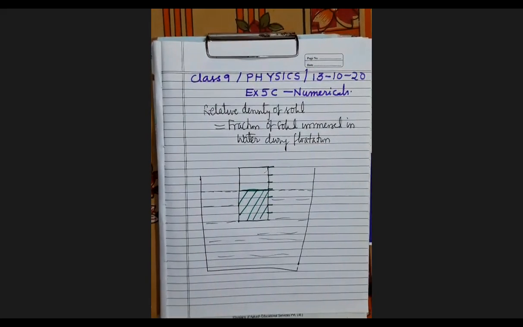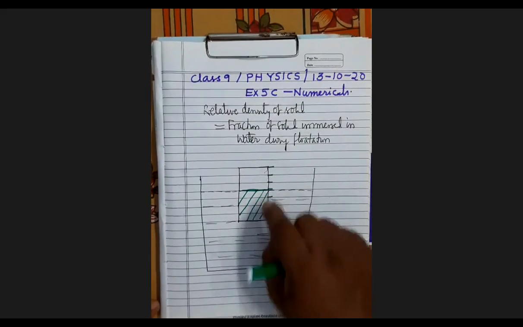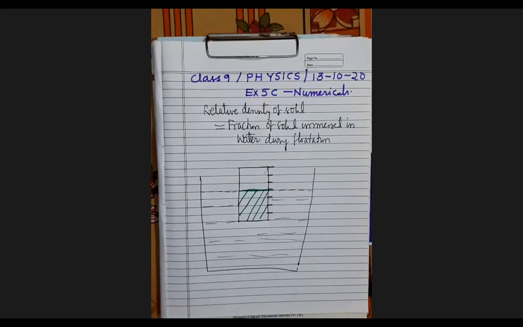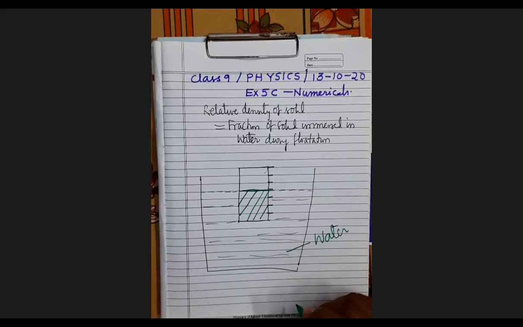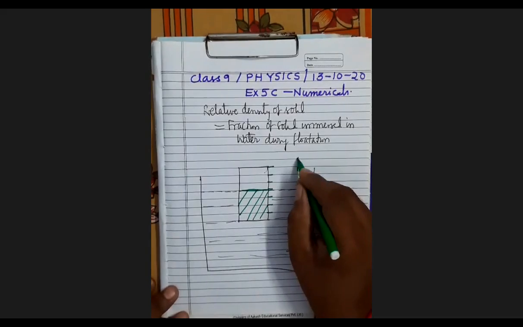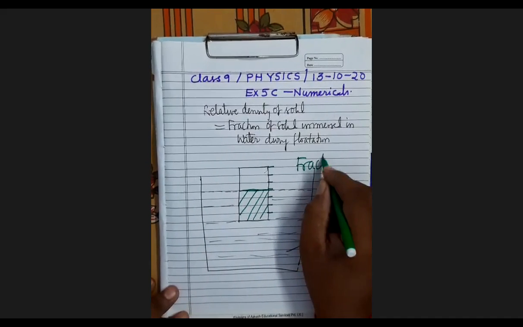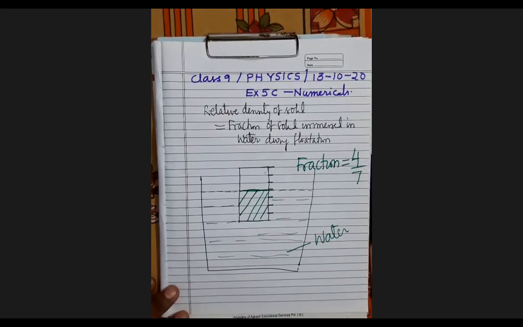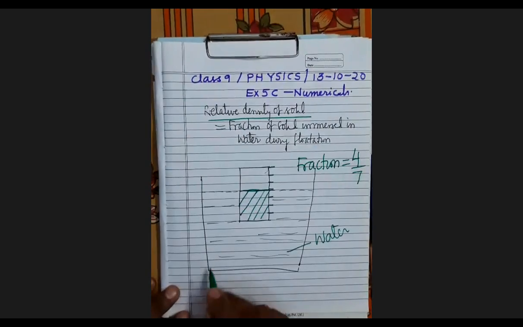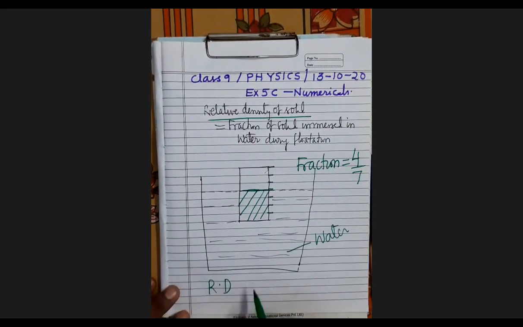Who can tell? Out of 7 parts, how many parts are immersed? Sir, 4. Up to how many parts is it immersed? Sir, 4 parts. So what will be the fraction of immersed portion? Fraction of immersed portion will be 4 upon 7. Is it clear? So what will be the RD? RD will be 4 upon 7, the fraction of immersed portion.